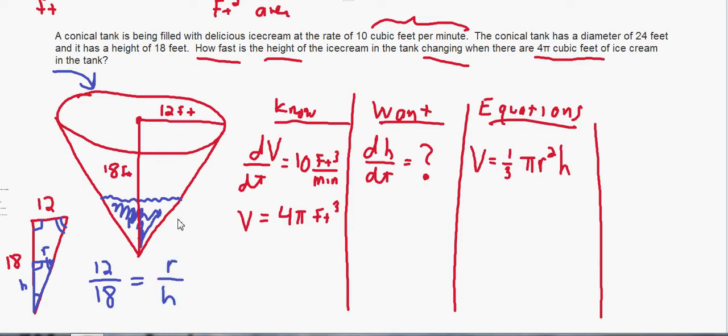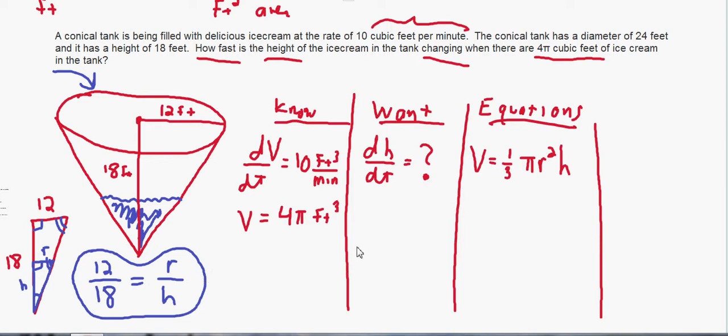Even though it's not given to us explicitly as an equation, the way volume is, 1/3 pi r squared H, you should always know that if there's a cone being filled, there will always be this equation between the radius and the height. The radius of the tank divided by the height of the tank will always equal the radius of what's in the tank divided by the height of what's in the tank. Again, 12 and 18 are not changing. That cone is not changing. What's changing is the ice cream in there, and the ice cream is also in the shape of a cone.